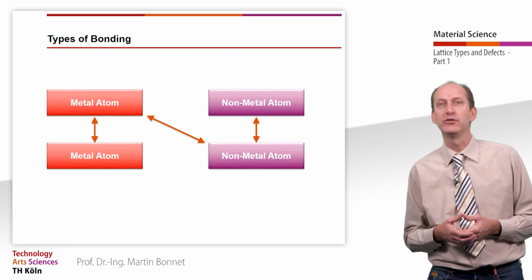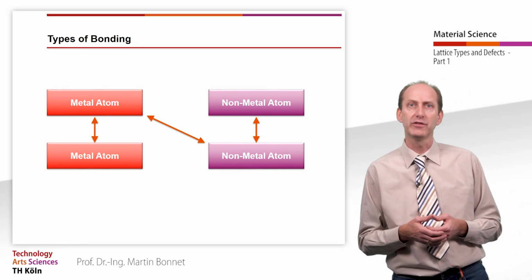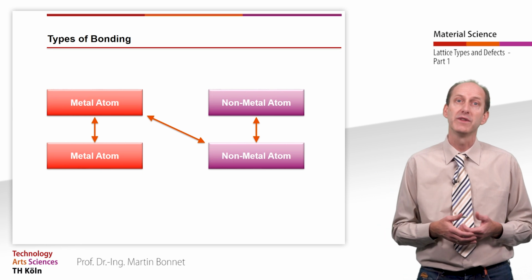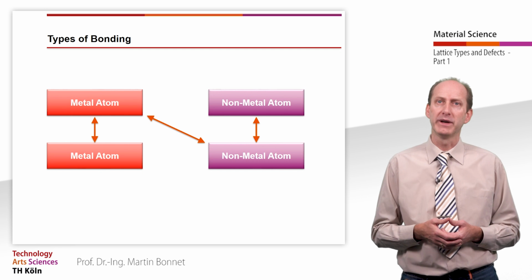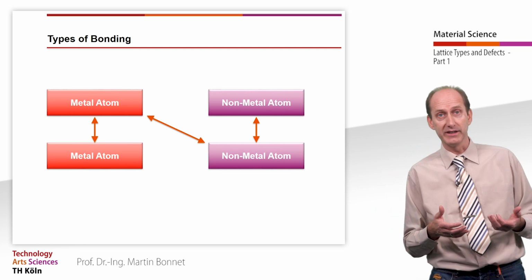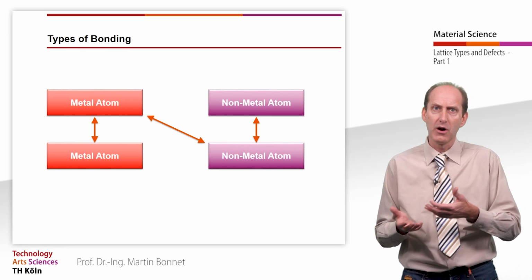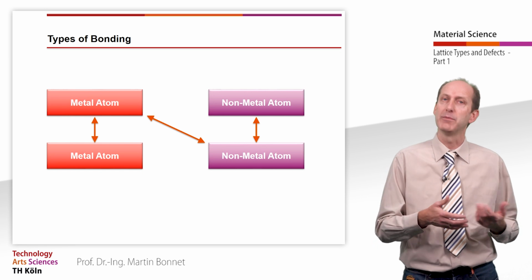Let's now move on to types of bonding. Chemical bonds are the basis for the formation of molecules and crystals, and therefore one of the most important fundamentals of the chemistry of materials. The question is, which combination of metal and/or non-metal atoms leads to which type of bonding?